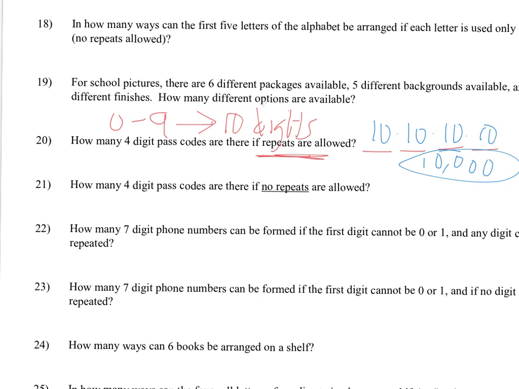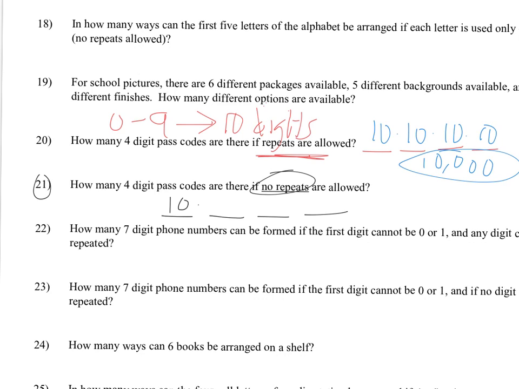Now let's go down to 21 and let's look at this. Again, we have 4-digit passcodes. We're going to look at each spot, how many choices for each spot. No repeats are allowed. Notice I underline that. Well, I have 10 digits I can put in that first spot, any of the digits 0 through 9.